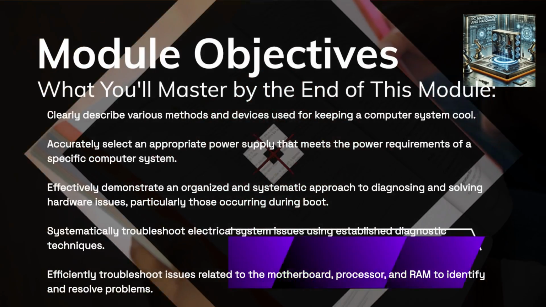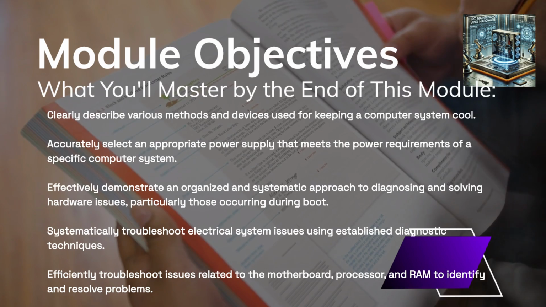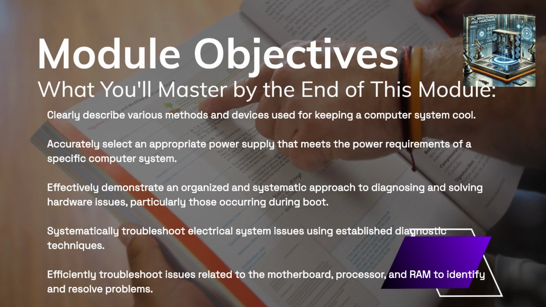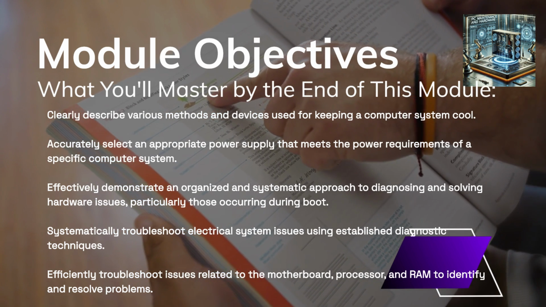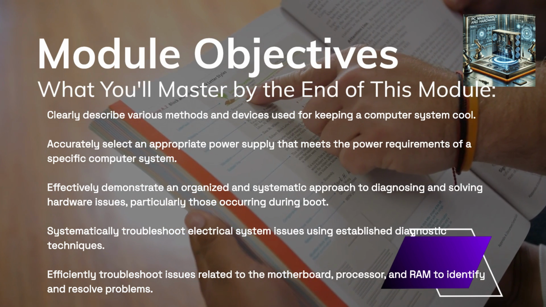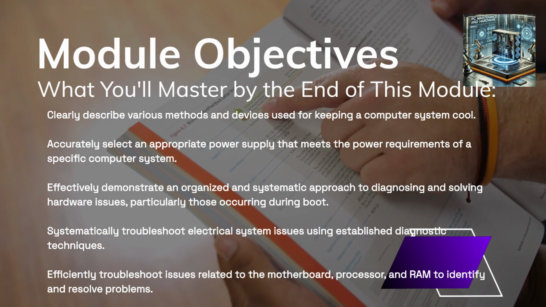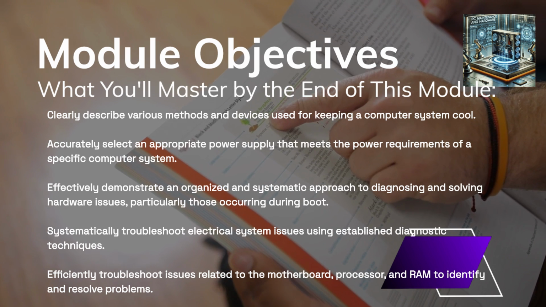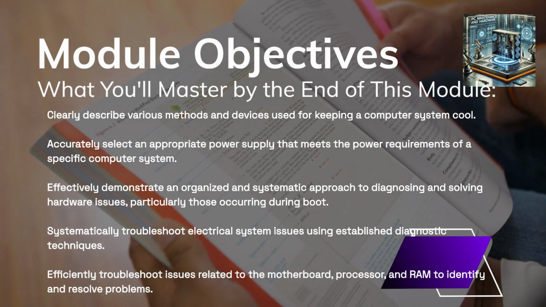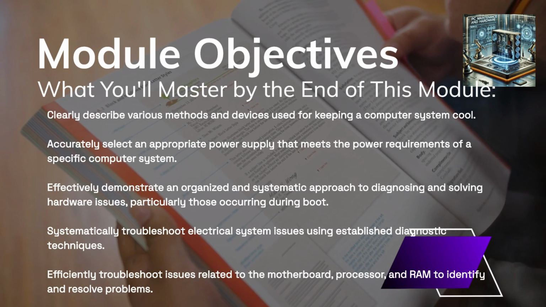In this module, we'll cover key objectives to help you enhance your technical skills. By the end of this material, you'll be able to clearly describe various methods and devices used to keep a computer system cool, ensuring optimal performance. Accurately select a power supply that meets the power requirements of specific computer systems. Demonstrate an organized and systematic approach to diagnosing and solving hardware issues, especially those occurring during boot.